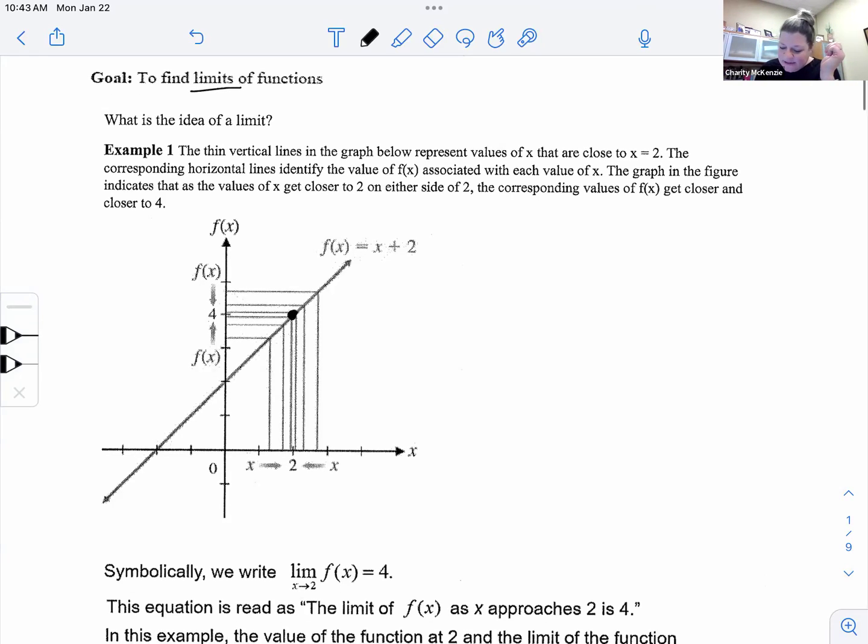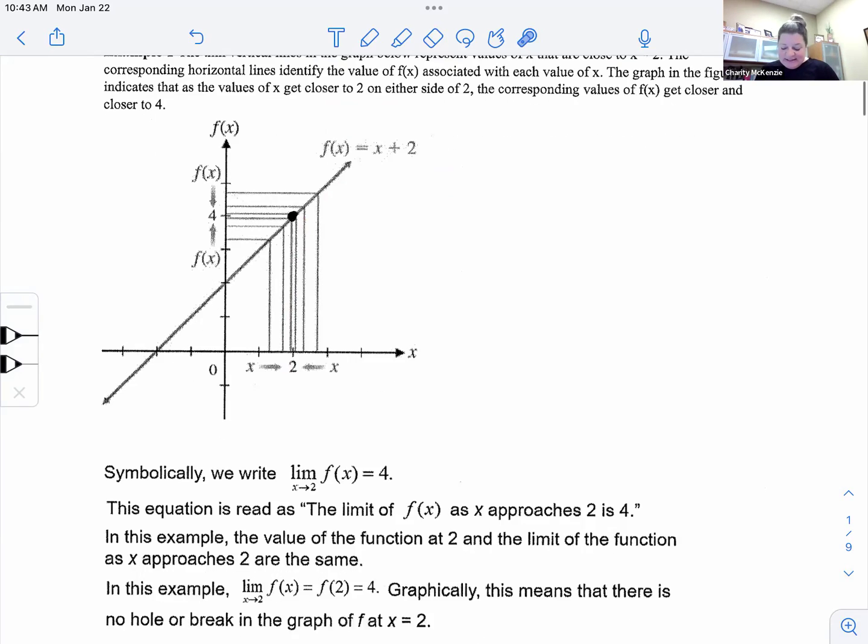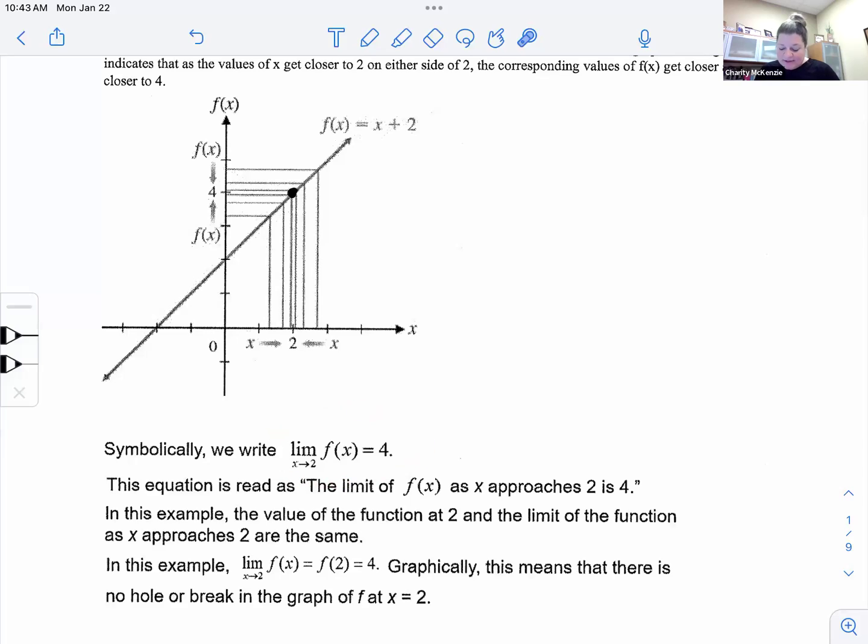Okay, and here's the value right here, or the function, excuse me. So you can easily go, well, 2 plus 2 is 4. So yes, at 2, you're at 4. Okay, so this is symbolically what the limit looks like. The limit as x approaches 2 of the function given is 4.